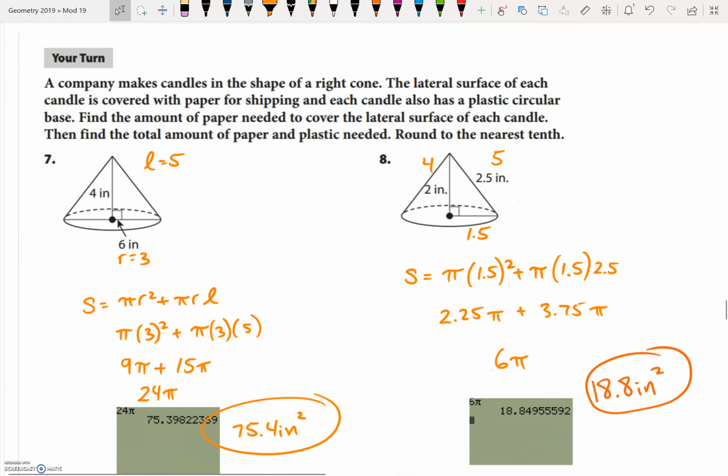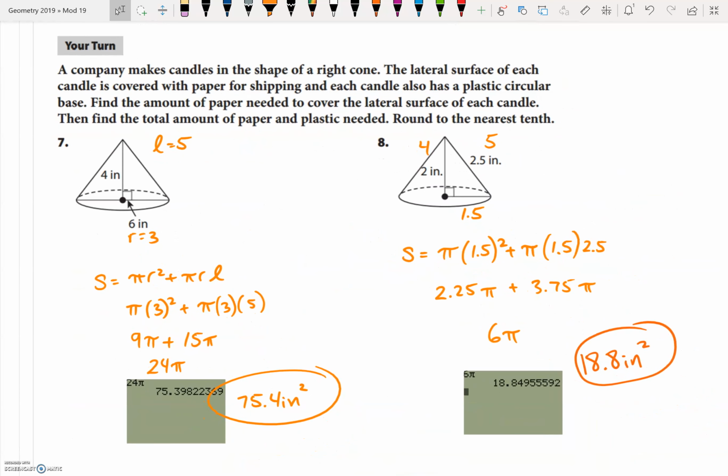Okay, here is my work for the surface area of these two shapes. Since my diameter is 6, I said my radius is 3. This is another 3, 4, 5 triangle. Our lateral height is 5. So pi r squared plus pi r L, pi 3 squared, pi 3 times 5.